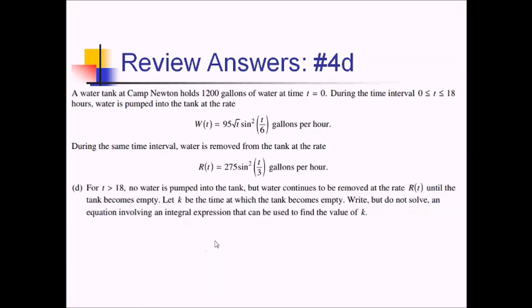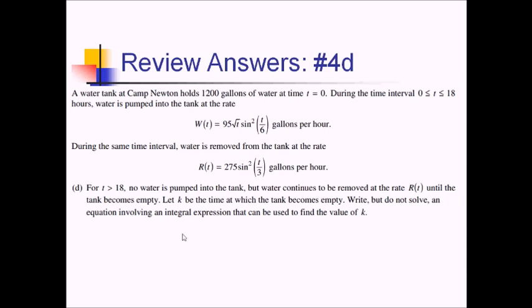For part D, final boss battle as it were, they're telling us for time greater than 18, because this stuff only works for 0 to 18. For time greater than 18, no water is pumped into the tank, but water continues to be removed at the rate R of t until the tank is empty. Let K be the time when the tank is empty. Right, but don't solve an equation with an integral expression to find the value of K.